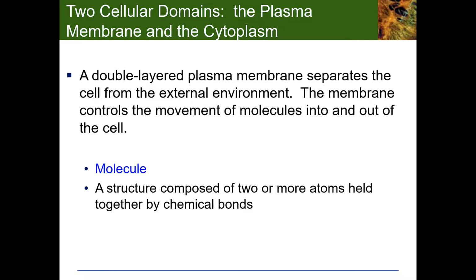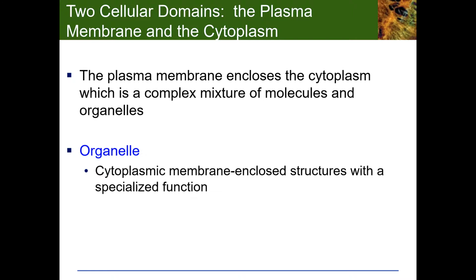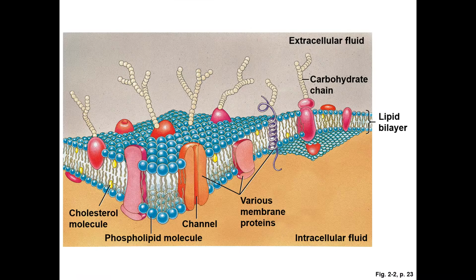cell. You have molecule, which is a structure composed of two or more atoms held together by chemical bonds. When you see things like this in blue in the PowerPoint slide, generally means what's following is a definition. The plasma membrane encloses the cytoplasm, which is a complex mixture of molecules and organelles. And an organelle is a cytoplasmic membrane enclosed structure with a specialized function.